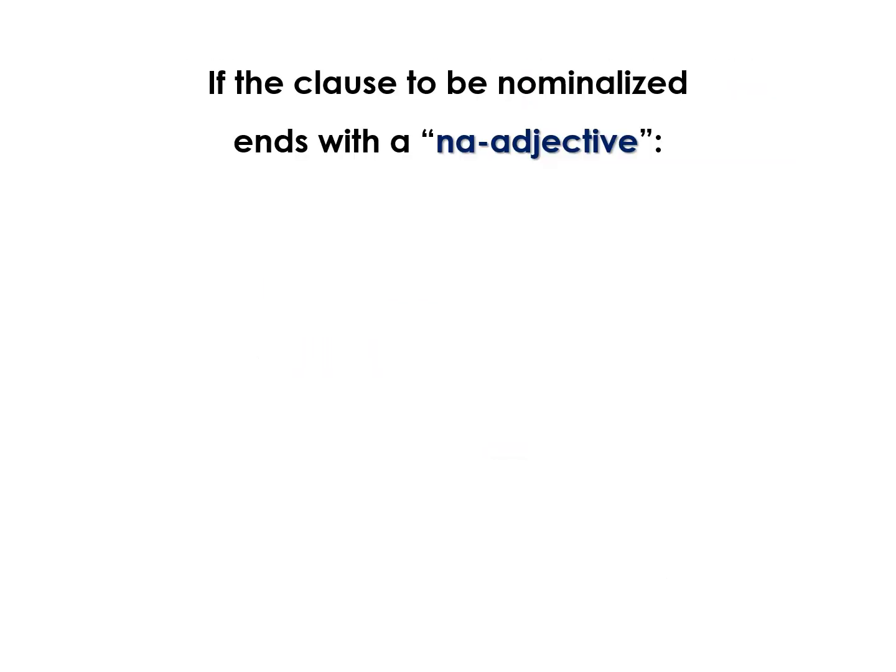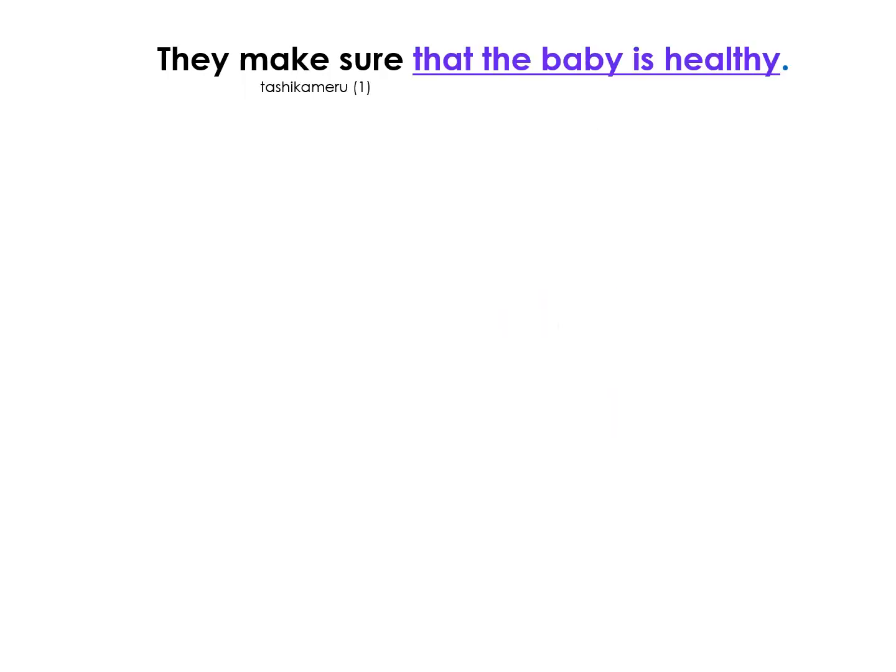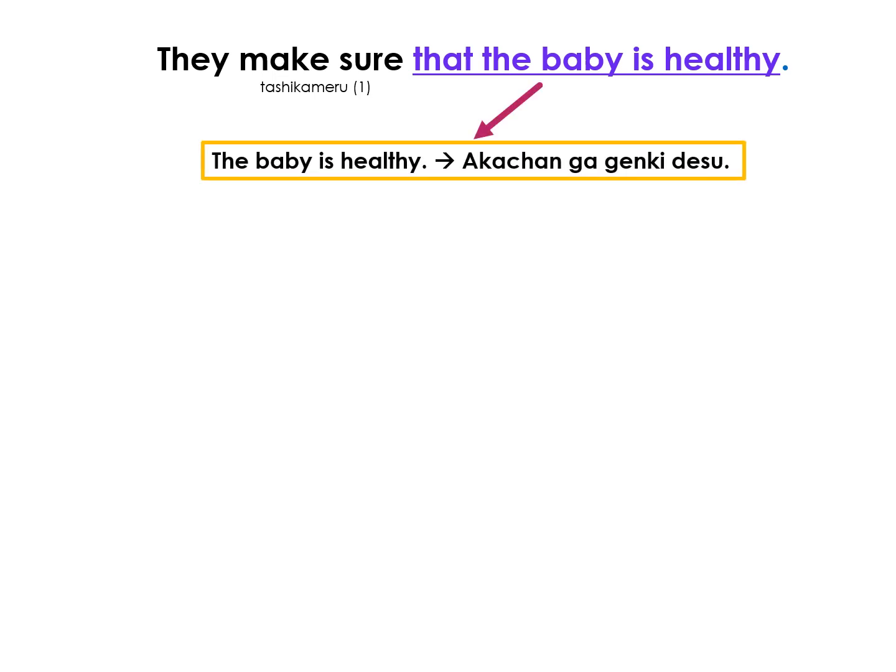If the clause you're nominalizing ends with a na adjective, that becomes na koto and na no when you nominalize. Let's look at some examples. "They make sure that the baby is healthy." That the baby is healthy needs to be nominalized. Healthy, or genki na, is a na adjective.